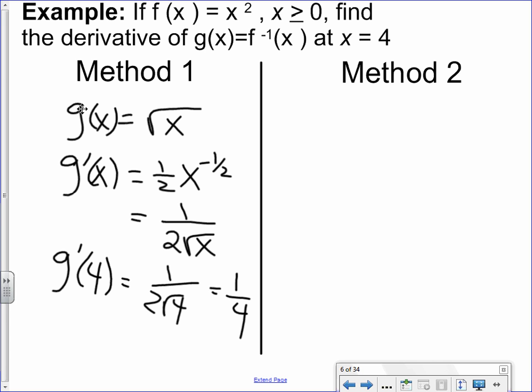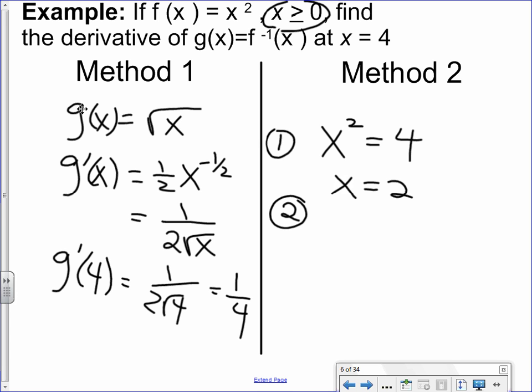So the first step is to figure out your A value. What you do is you set the original function equal to the x value, because this is like y on the original function. So the first step is you set your original function equal to your B value and solve for x. Now x, if you recall, has to be greater than or equal to 0. So what does x equal? 2. Good.